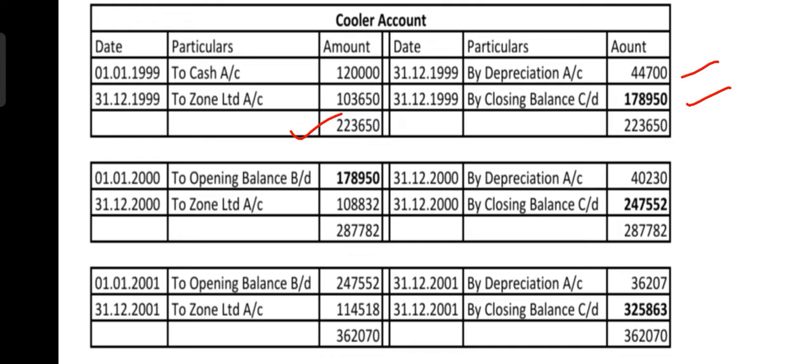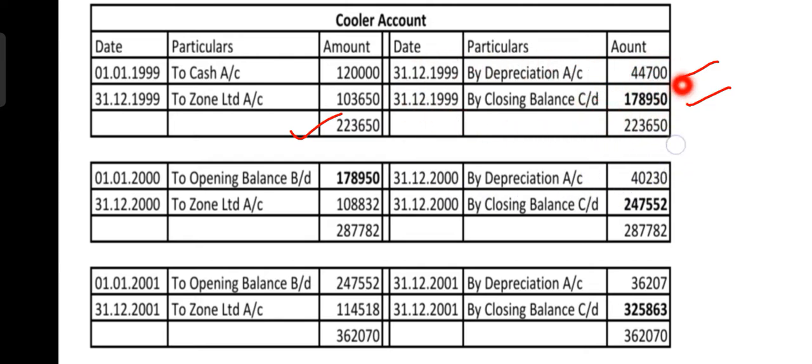What points should you keep in mind when preparing this ledger account? On the debit side you write the amount you are paying only for the asset, without interest. Here, the cash account 1,20,000 down payment has no interest. At the end of the year we paid 1,20,000 in the name of installment, but out of that something is interest, which you should deduct, and find out what we actually paid for the asset, that is 1,03,650. On the credit side you record the depreciation we charge according to the method and percentage, which is 44,700.